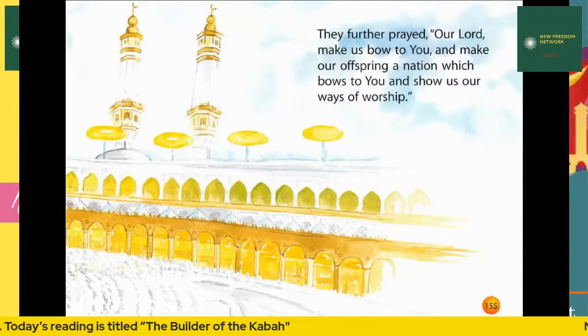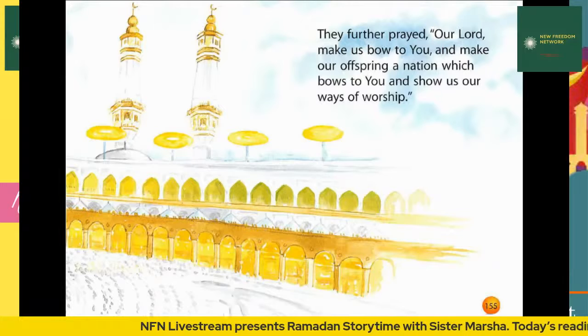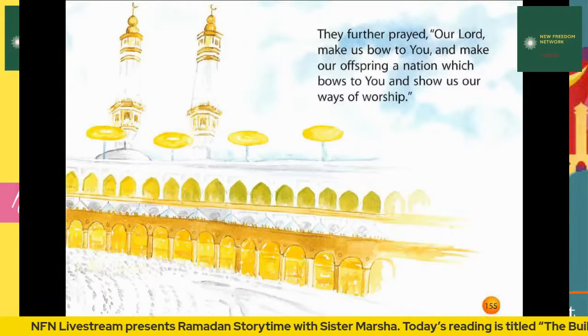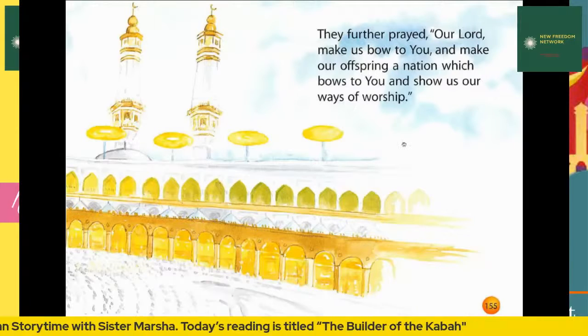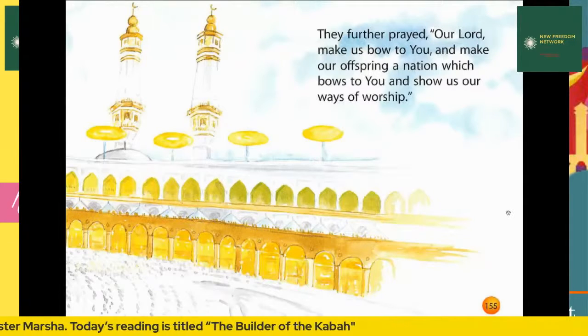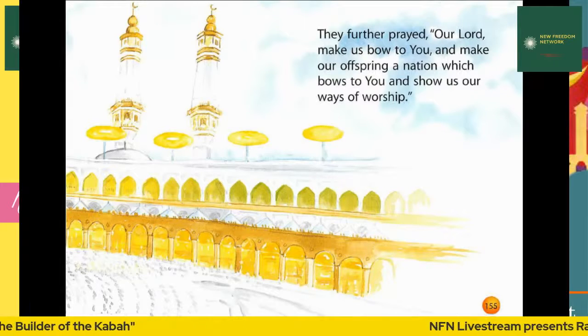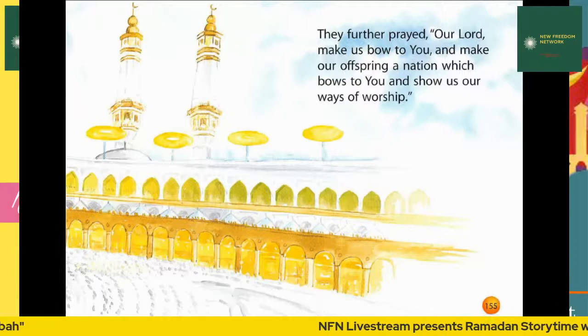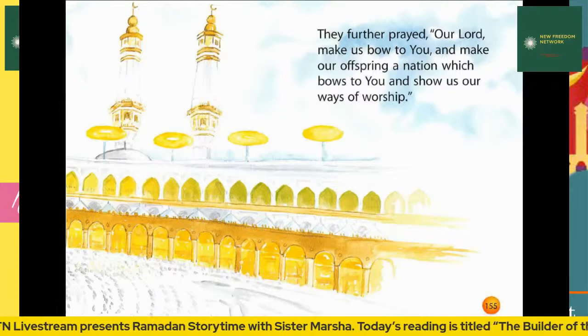They further prayed, "Our Lord, make us bow to you and make our offspring a nation which bows to you, and show us our ways of worship." And so they prayed about the people being conscious enough to bow, right? And so when we bow, for us, we're saying that's our salat, right? That's when we are praying to Allah. So they're asking that as a group, they bow to Allah.